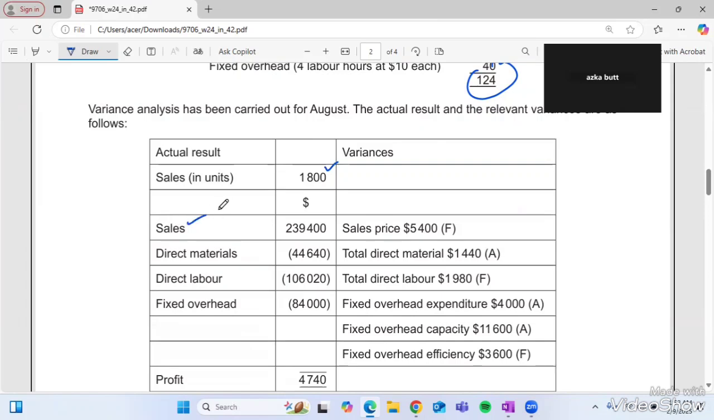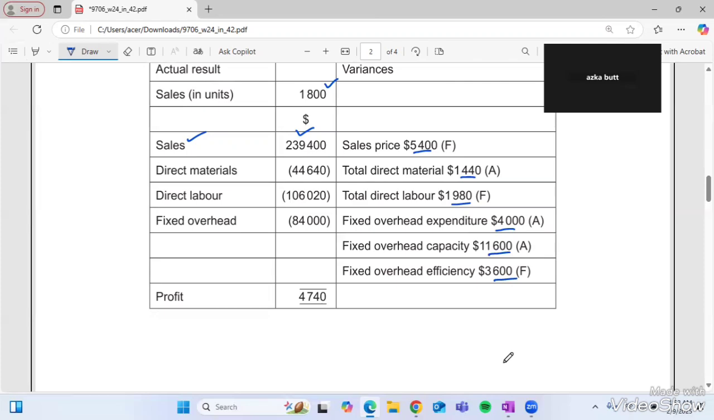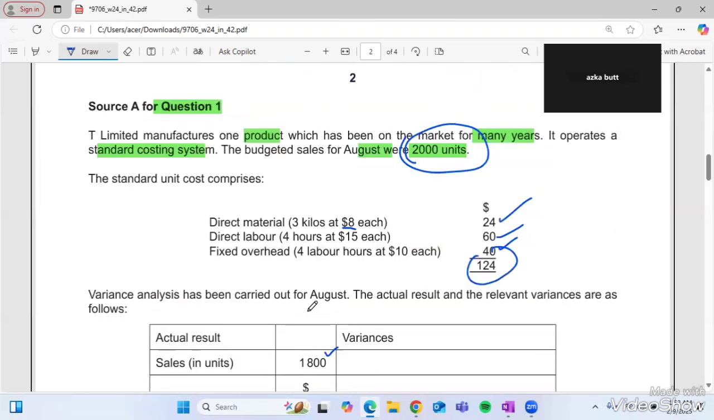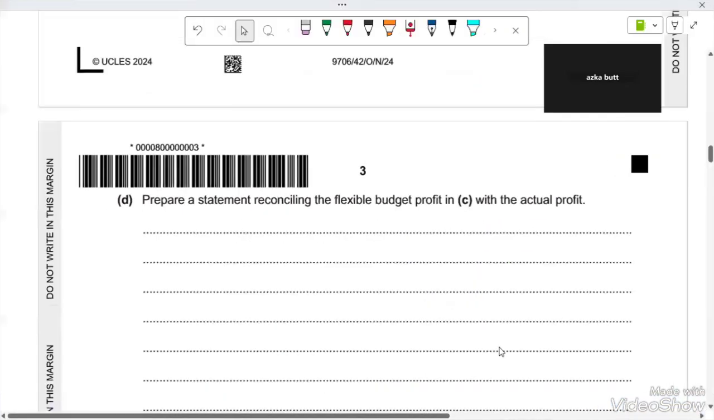So this is the sales figure, and this is the variance, favorable variance. And this is adverse variance of direct material. This is favorable variance for direct labor. This is again adverse variance for fixed overhead. This is adverse variance for overhead capacity. Favorable variance for fixed overhead efficiency. And this is the profit, the actual profit. Okay. So now what is the requirement? Now let's see the requirement.